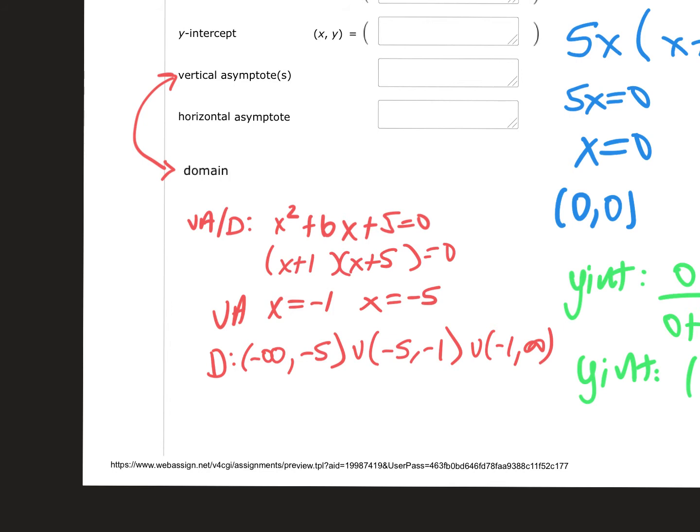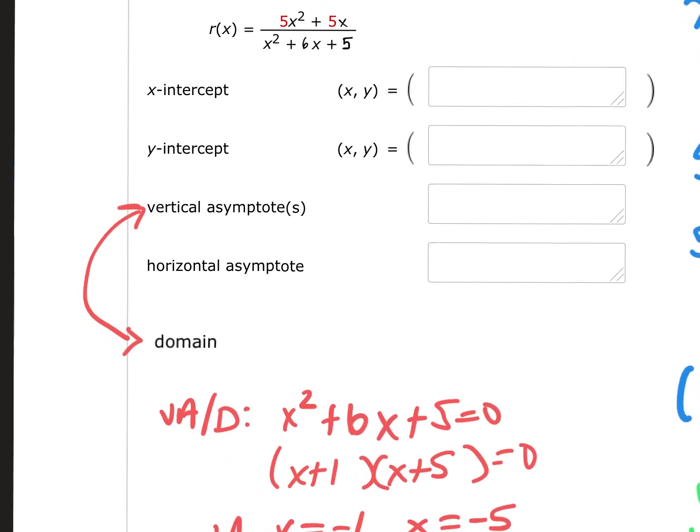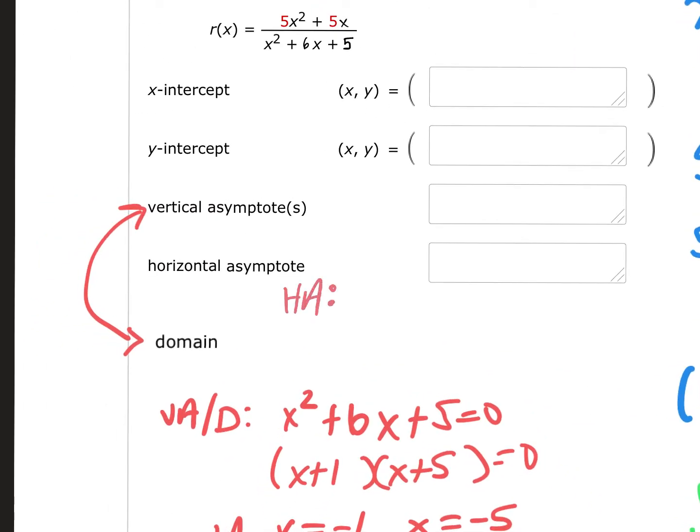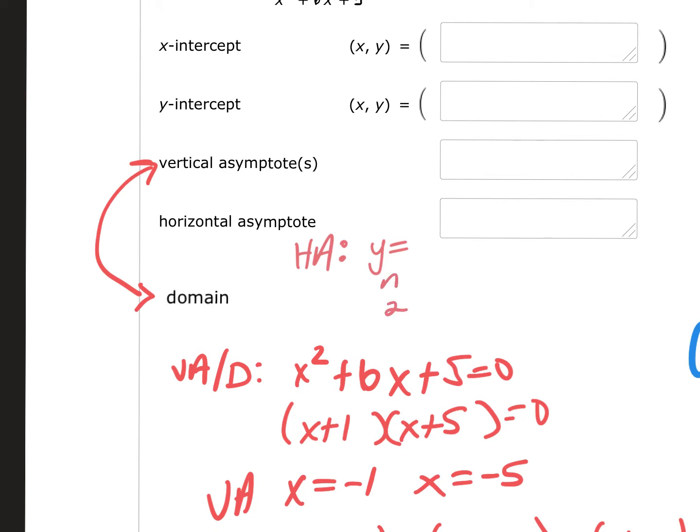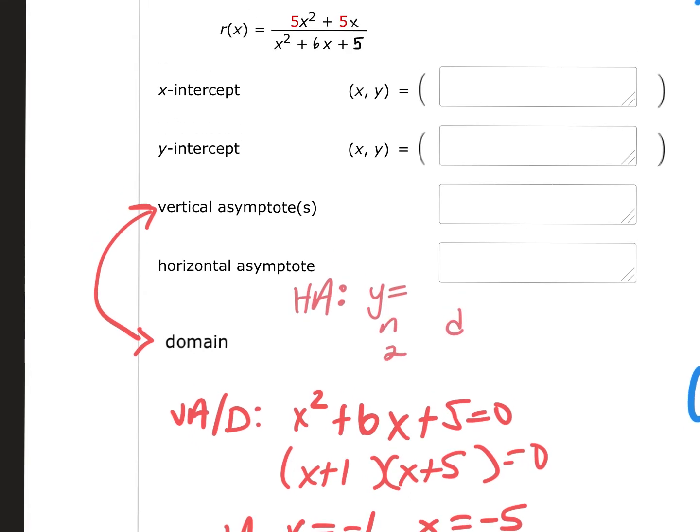Now, in order to find a horizontal asymptote, guys, how do you find horizontal asymptote? You compare the numerator degree to the denominator degree. Aha! I know it's always going to be y equals. So I compare the numerator degree, which is 2, to the denominator degree, which is 2. Degree just means highest exponent. They're both the same. So what do I do? If the degrees are the same, how do I find the horizontal asymptote? The leading coefficient. It's the leading coefficient of the numerator, which is 5, over the leading coefficient of the denominator, which is 1. So you have a horizontal asymptote at y equals 5.